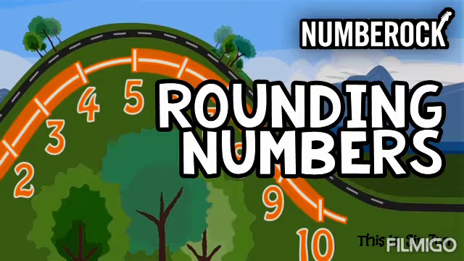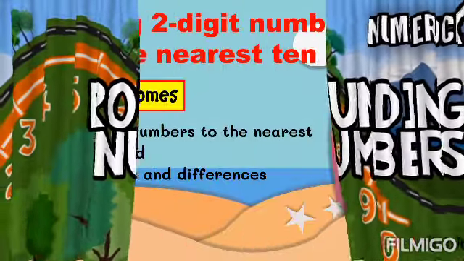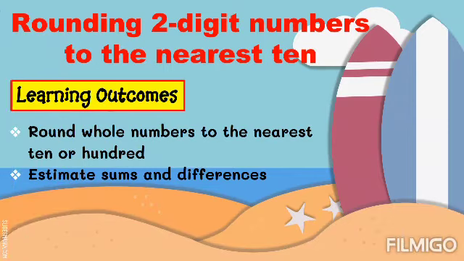So before we start our lesson today, class, I will show and present to you first the learning outcomes of our lesson today. Okay, class, the first learning outcome is students should know how to round whole numbers to the nearest 10 or 100. The second and last learning outcome, class, is students should know how to estimate sums and differences. So, class, let us start now our lesson.